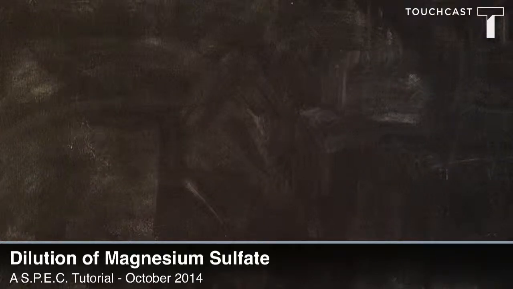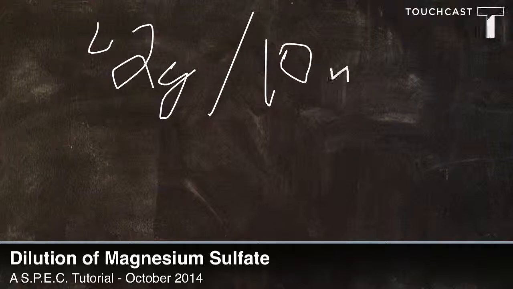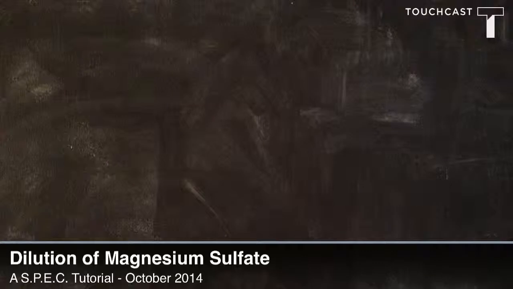Now, that gives your total of 2 grams in 10 milliliters, which again equals 20%. So that's how you do it, and it takes a little bit of math. There's a lot of confusion over which math principle we're going to use, but that's how it's done.